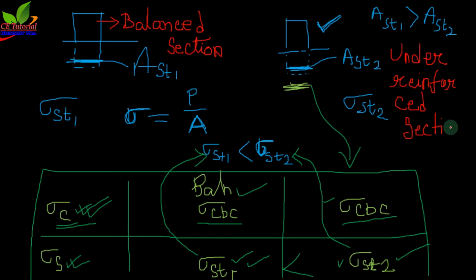It is very difficult to write anything with the help of a mouse, so that's why the handwriting is of very bad quality. So this is the balanced section and this is the under reinforced section.